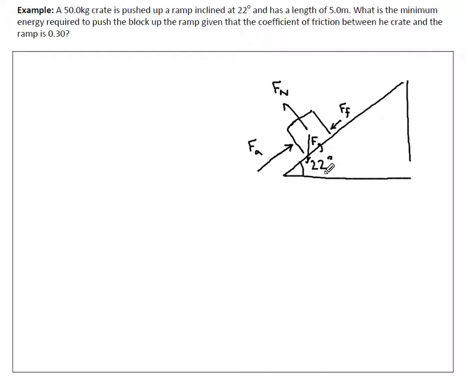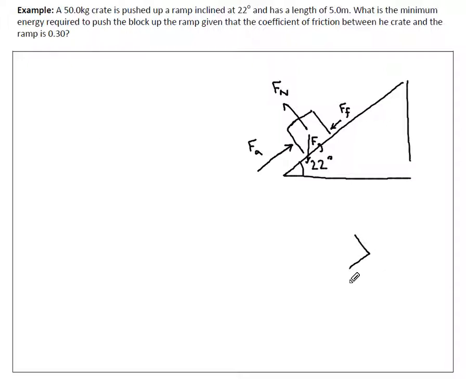Okay, so in order for us to push this crate up the ramp, we have to overcome both gravity, because we see gravity is pulling downwards, but we also have to overcome friction. So we need to find out what is the force of gravity in the direction of motion. We also need to find the force of friction in the direction of motion. So let's go ahead and solve for it.